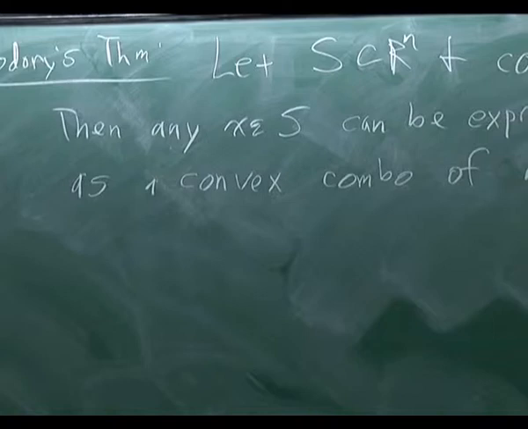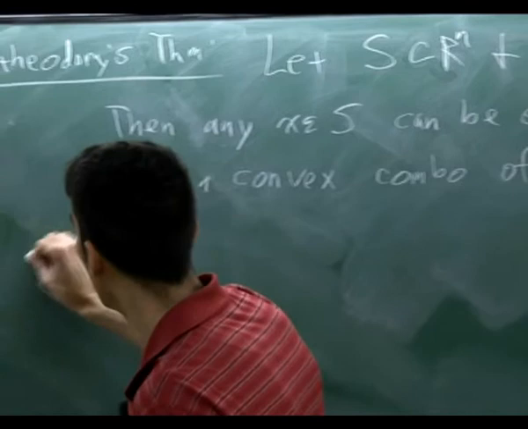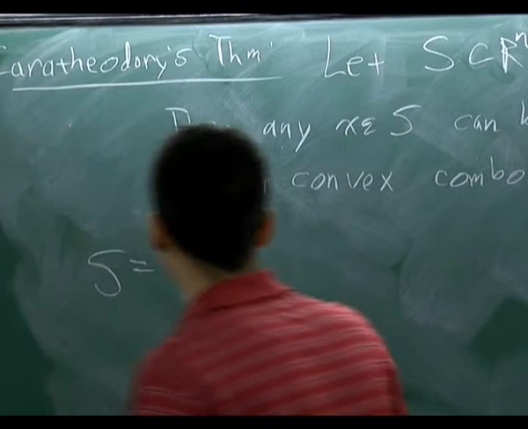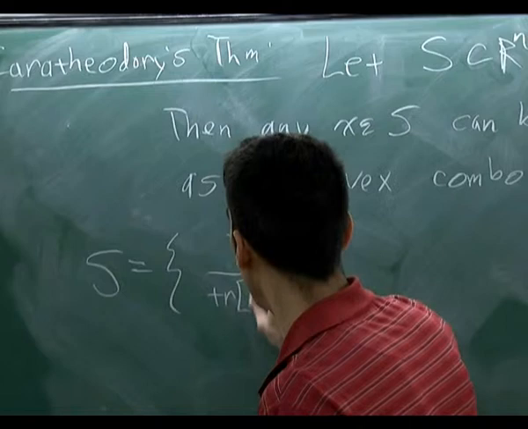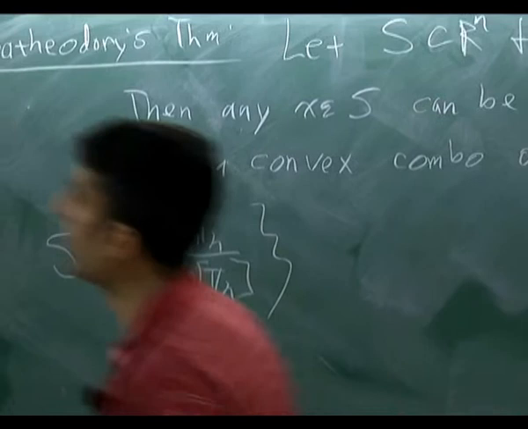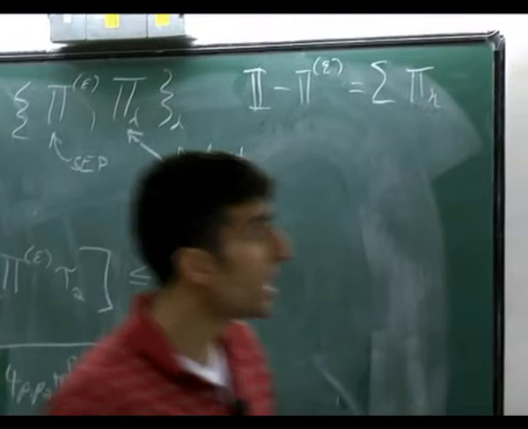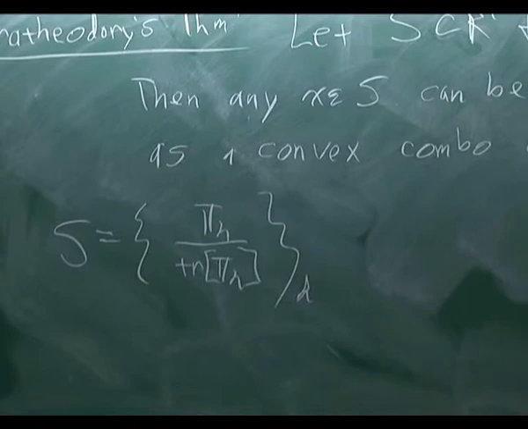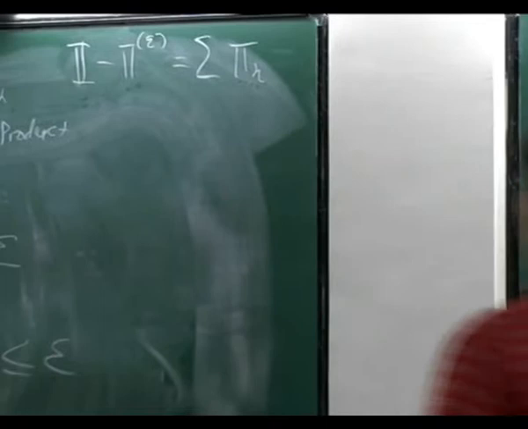So in our case, I won't go through the full details of the argument, but I'll just describe it. We want to normalize these a bit. So we let S be the set of pi lambda over trace pi lambda, and then of course we can write this as some convex combination of elements from S. And what Carathéodory's theorem assures us is that we can replace that with some subset. We don't need to consider all the lambdas. We can find some subset of S, and we can express this as a convex combination of elements from that subset of S. Okay.